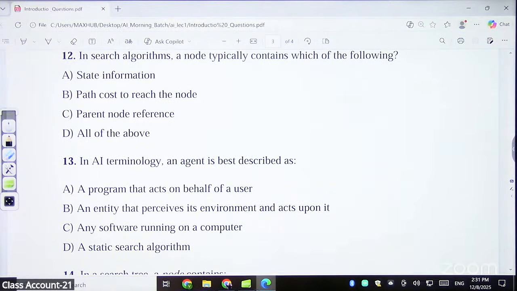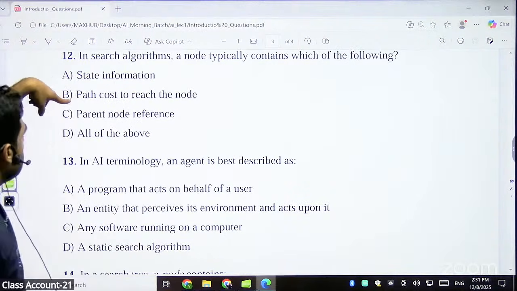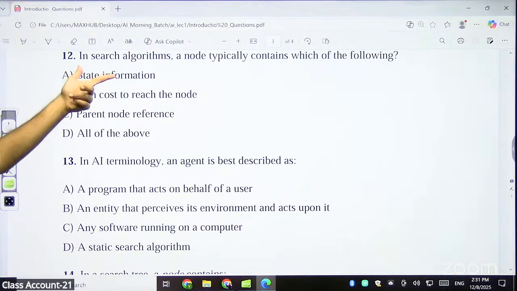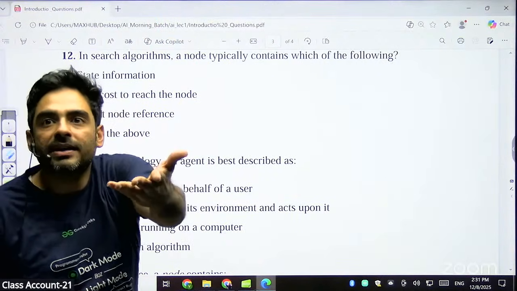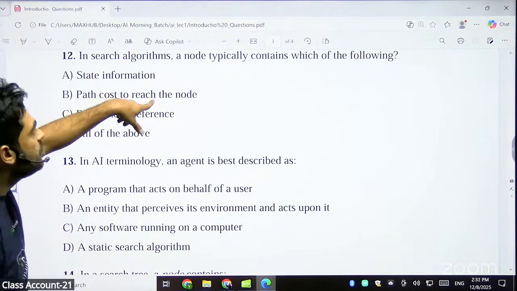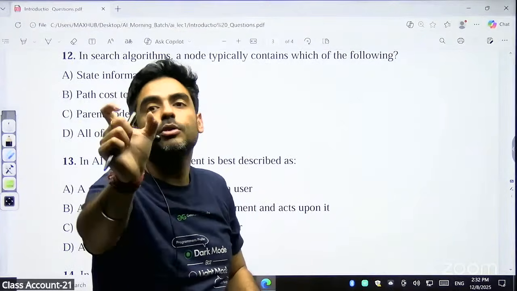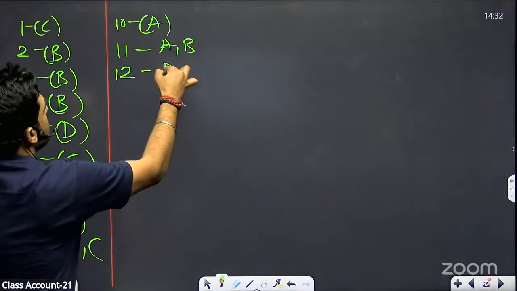Very simple. State information. What does a node contain? State information, yes. Path cost to reach the node, yes. Parent node reference, yes. So that means all of the above. Okay, correct. Option D would be correct here. Obviously a node has state information, and it also has its parent node, who its parent is. And the path cost to reach the node, the path cost associated with it is also a property of the node, that you have to remember. So the 12th option is D.